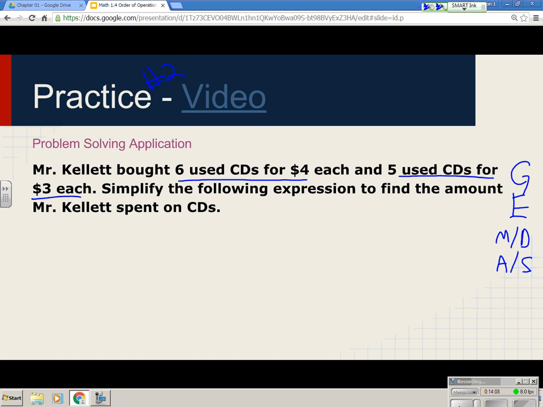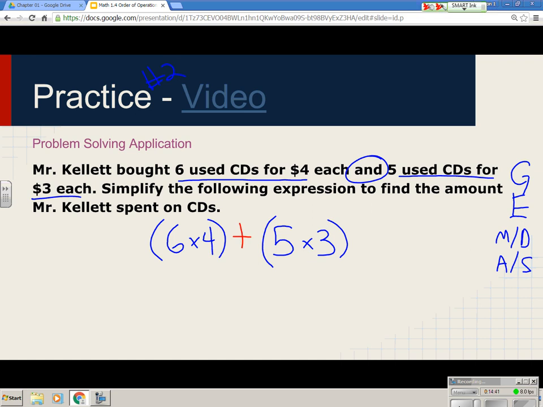So if we were to write an expression, the way you would want to do it is 6 times 4. That's the first one. Now, so I don't get confused, I'm going to put parentheses around it. And then the other one we have is 5 times 3. I'm going to put parentheses around that. So when Mr. Kellett bought this group, we have this word and in between. Does anyone know what and stands for? You, of course, know that it stands for adding. So we're going to add these 2 together.